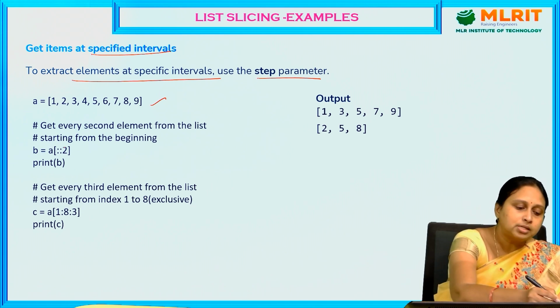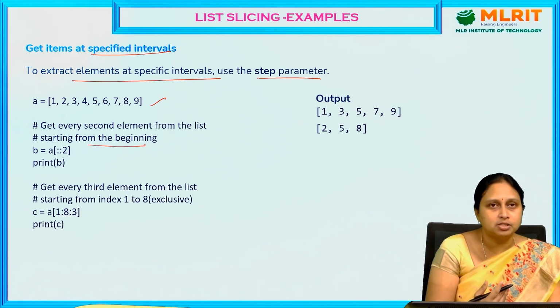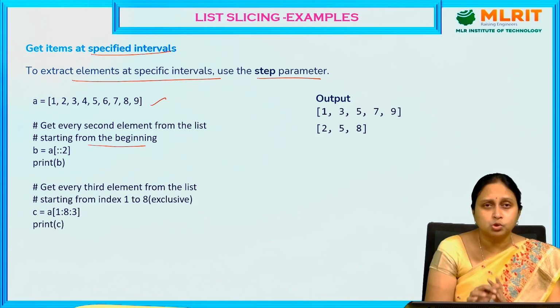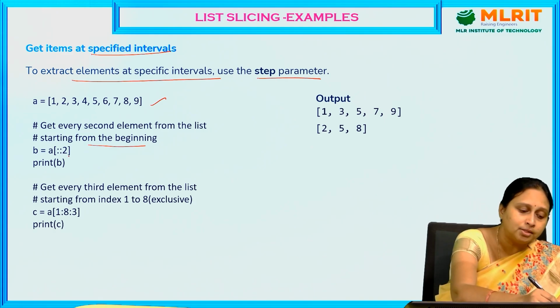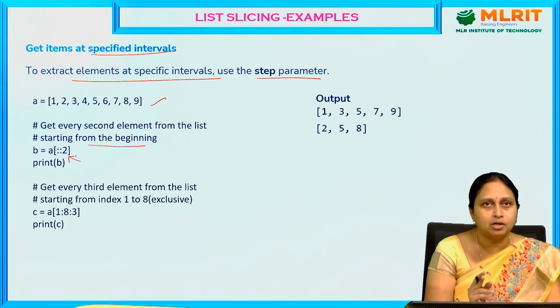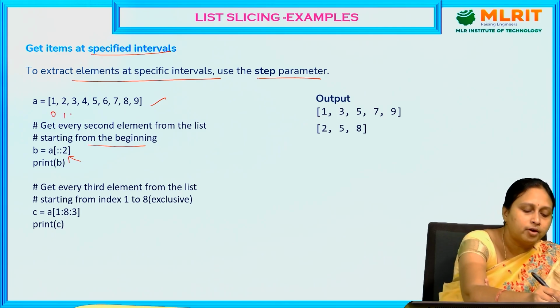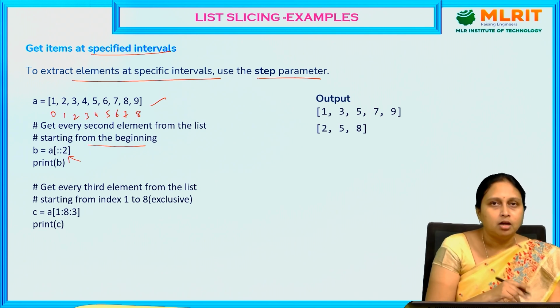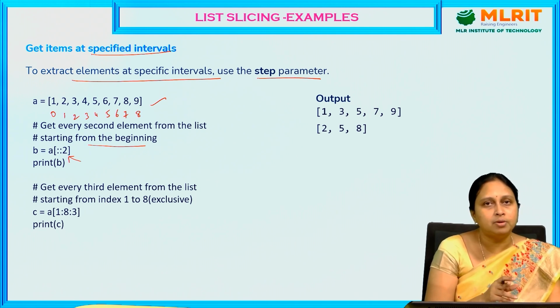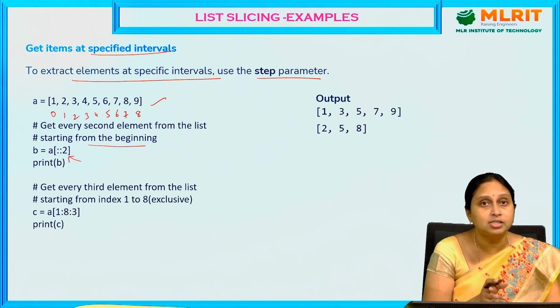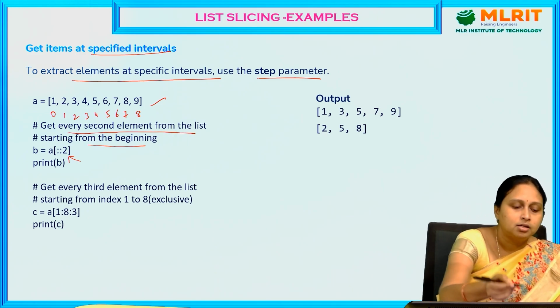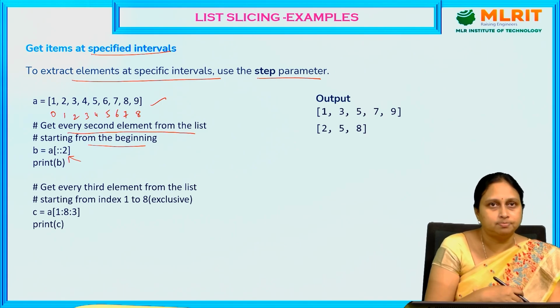Suppose starting from the beginning, we are not specifying anything at the beginning. We are not specifying anything at the stop also. Just we are concentrating only on the step. Step means that is 2 I have given, right? Now, based on that, if you could see here 0, 1, 2, 3, 4, 5, 6, 7, 8. These are the indexes. Now, step 2 means every second element from the list. Get every second element from the list. Second element, you have to get it and you have to print it, right? Now, based on that, how is it going to be considered?